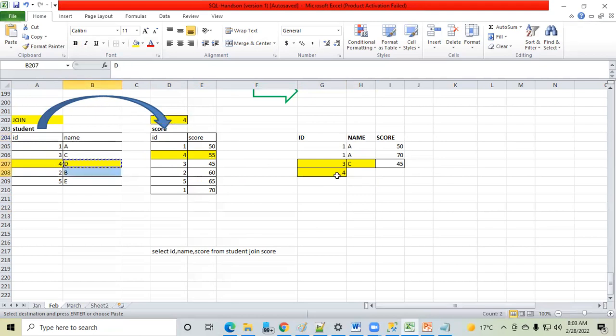D. Copy it from here. Paste it. Okay. What is the user asking? A score. What is the score for the ID which is under operation? 55. Copy from here. Paste it here. Okay. Done.